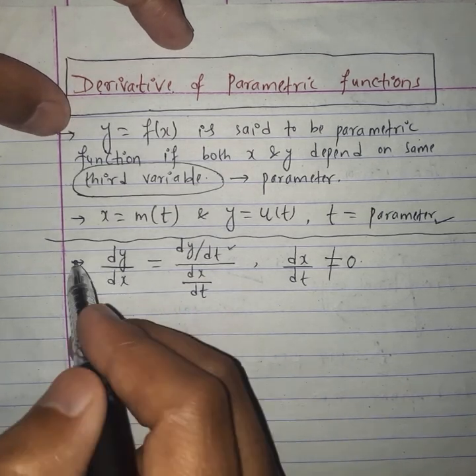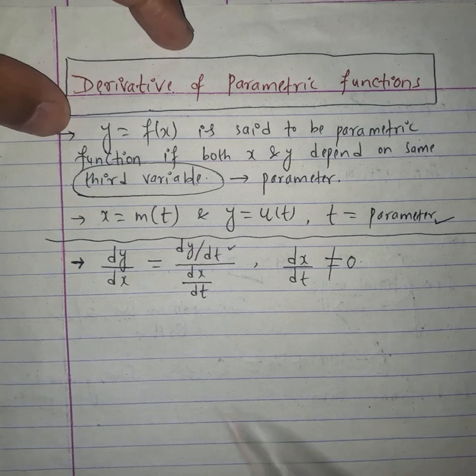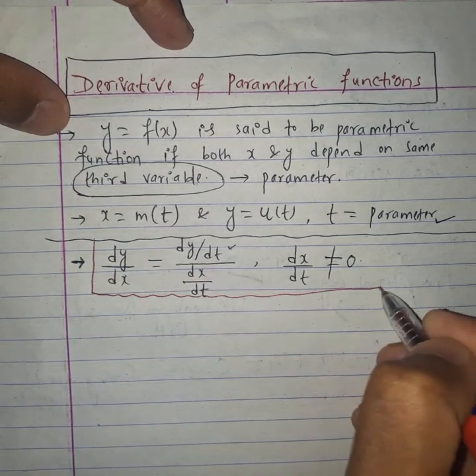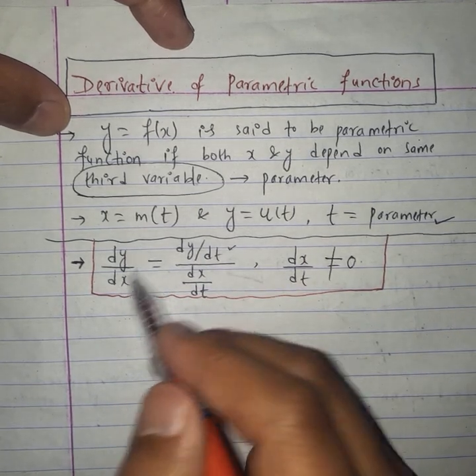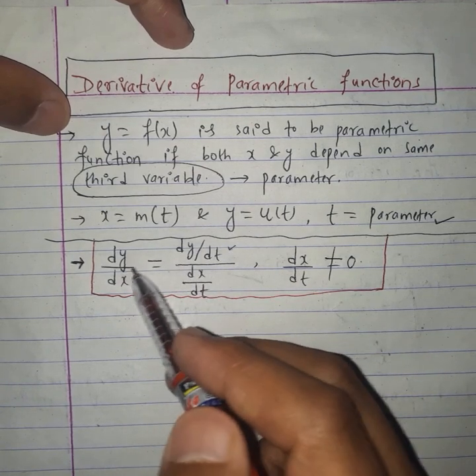This is the way for calculating the derivative of our original function, and our function is the parametric function. This is the rule for calculating the derivative of the parametric function.